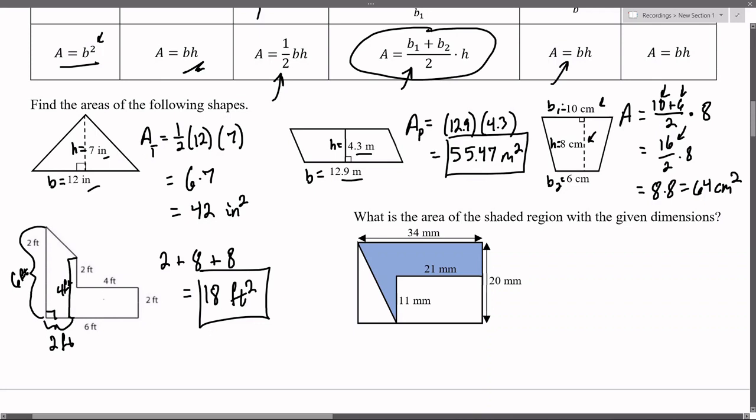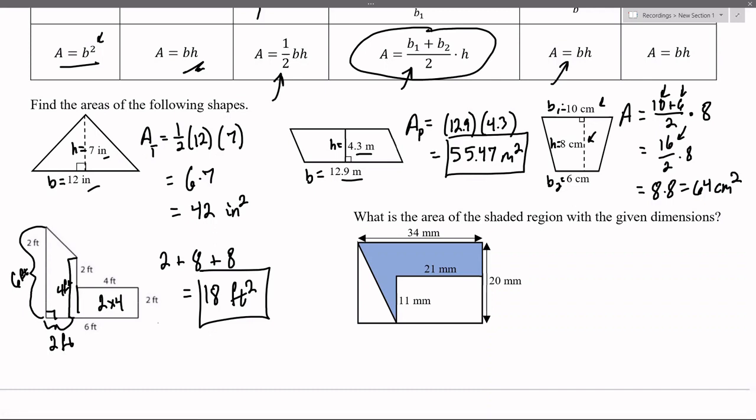And then we have this rectangle here. And this is 2 by 4 still. That's going to be 8. 10 plus 8 is 18 feet squared again. There are different ways you can think about the problem. Use whatever way makes the most sense to you.